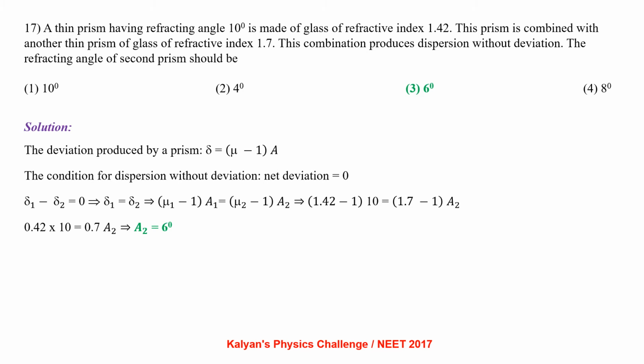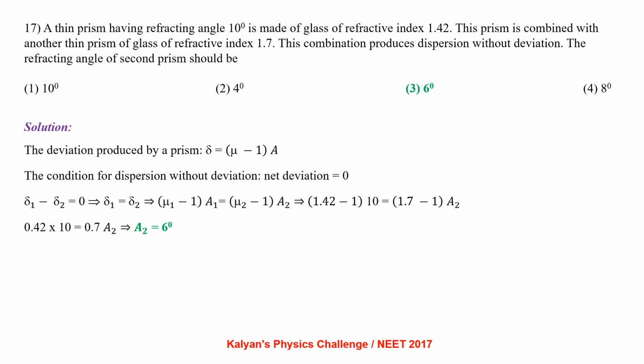A thin prism having refracting angle 10 degrees is made of glass of refractive index 1.42. This prism is combined with another thin prism of glass of refractive index 1.7. This combination produces dispersion without deviation. The refracting angle of the second prism should be?